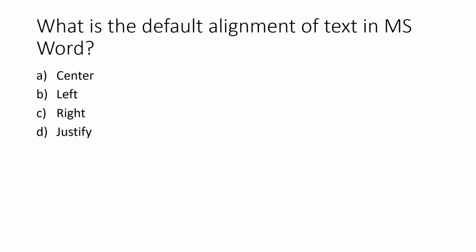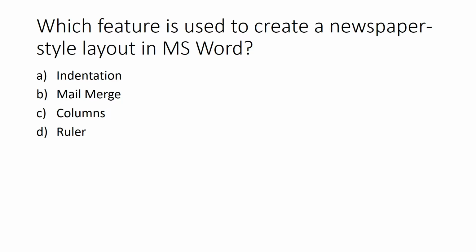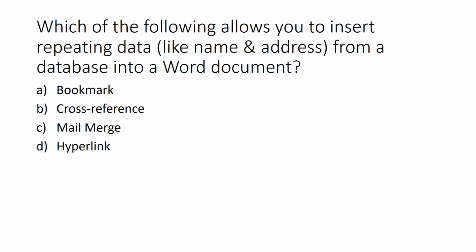Next, question number 3. Default alignment of text in MS Word. Default alignment of text in MS Word is what? It is left. Let's move on to our fourth question. Which feature is used to create a newspaper style layout? Newspaper style layout is created by columns. The columns feature.